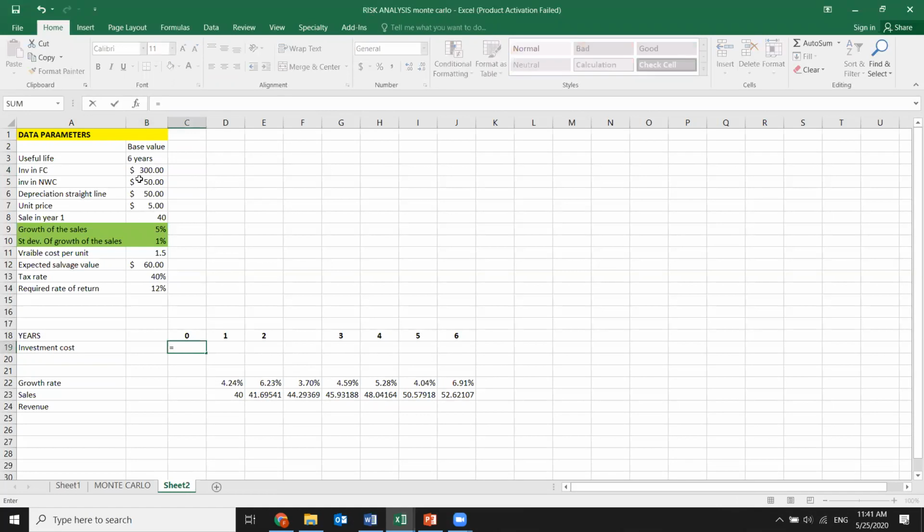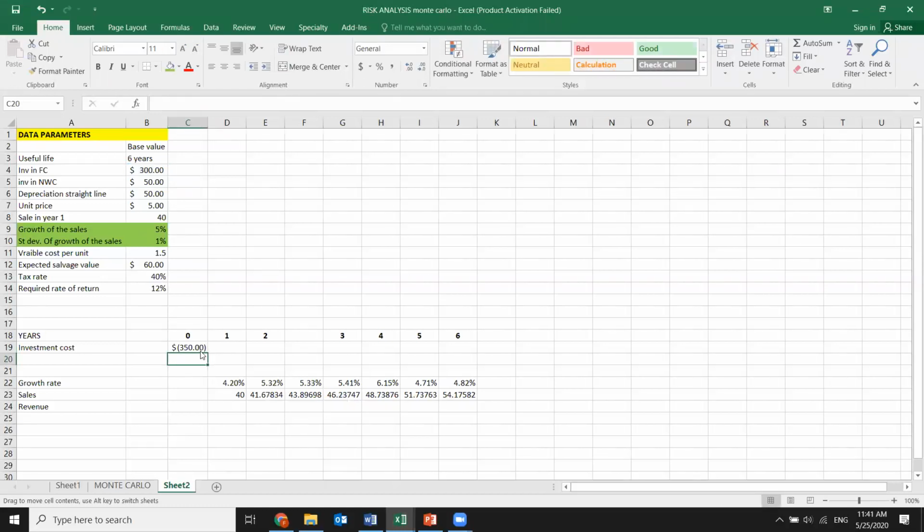Investment cost is equal to this plus this. In total 350, but it should be a negative sign. Okay, guys, it's a negative sign because it's an investment cost. This is how I put the negative sign: just take everything into brackets and add them. You'll get a minus. Okay, this is our investment cost.